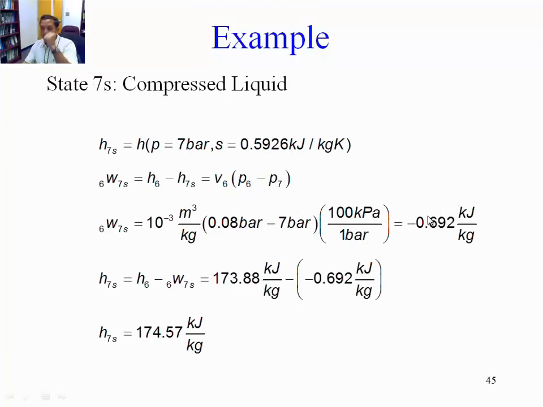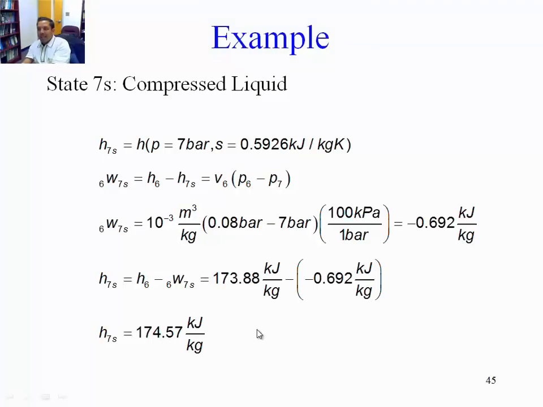And finally, state 7S, which is the state coming out of the low pressure pump. This is the pump of the condenser. Right after the condenser, there's a pump that takes the water from 0.08 bar, which is the lowest pressure, to 7 bar, which is the intermediate pressure, so that you can mix it in the open feed water heater. This pump requires work of 0.692 kilojoules per kilogram. It has that rise in pressure times the specific volume of 10 to the minus 3. Liquid water, remember, always assume has a specific volume of 10 to the minus 3 cubic meters per kilogram.